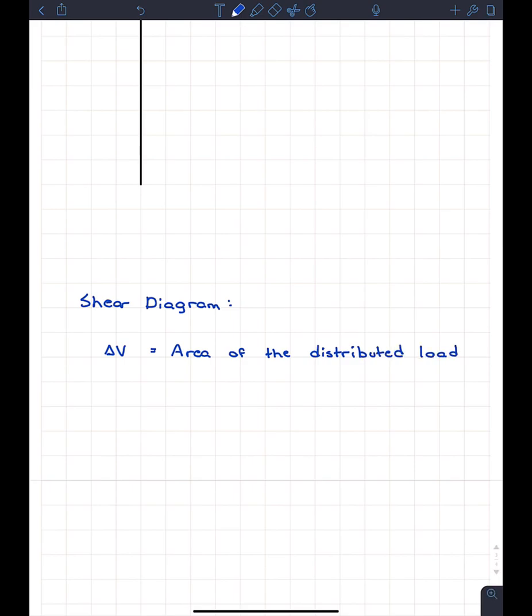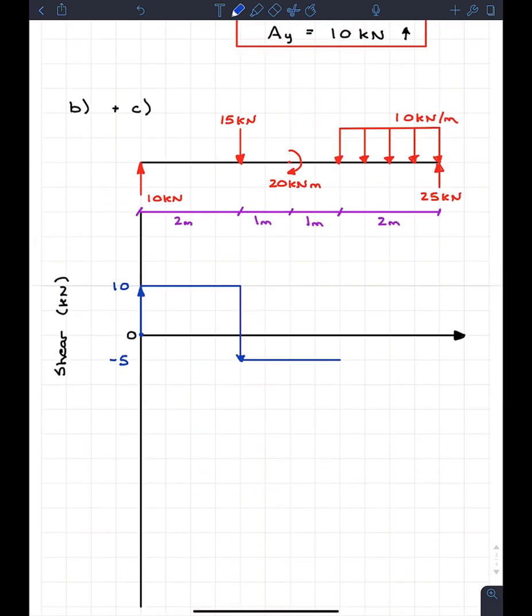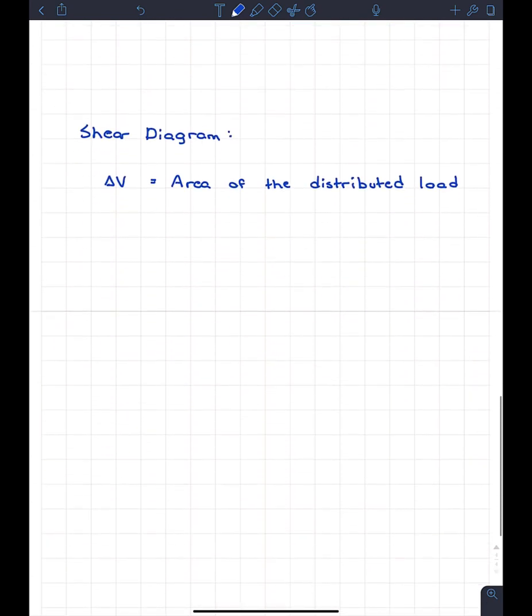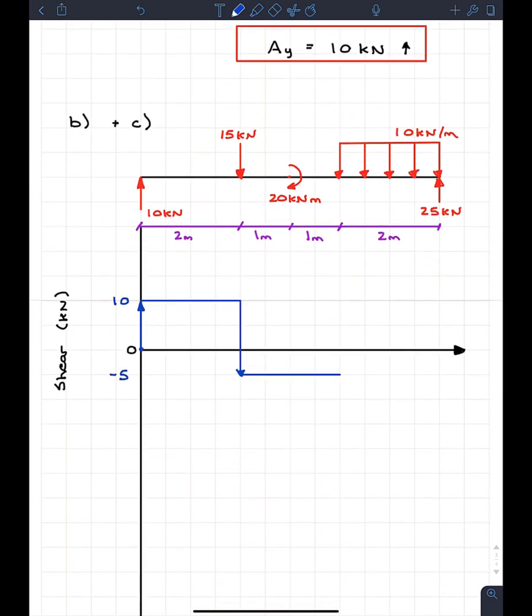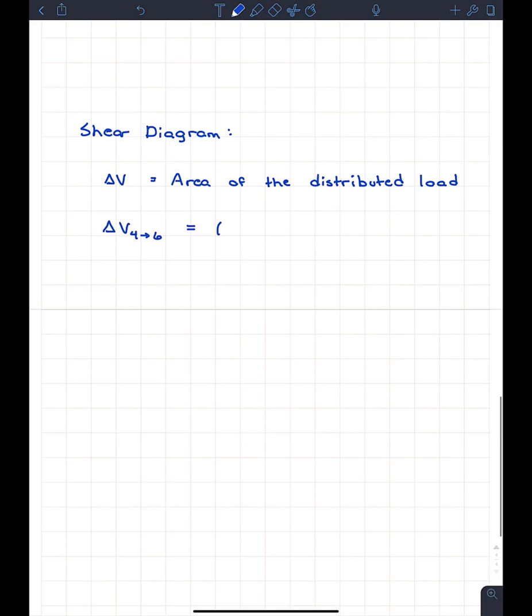So if we look at this, I know the shear at x equals 4. However, I want to know the shear at x equals 6. So what I'm interested in right now is delta V from x equals 4 to x equals 6. Well, we know that this is going to be the area of the distributed load between those 2 points. So if we come up here, the area is just going to be that rectangle. So it's going to be the base times height, which is 10 multiplied by 2. So this is the area of that distributed load.